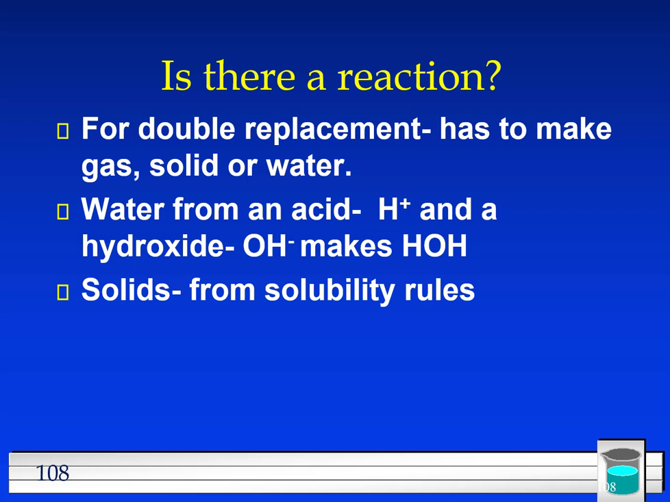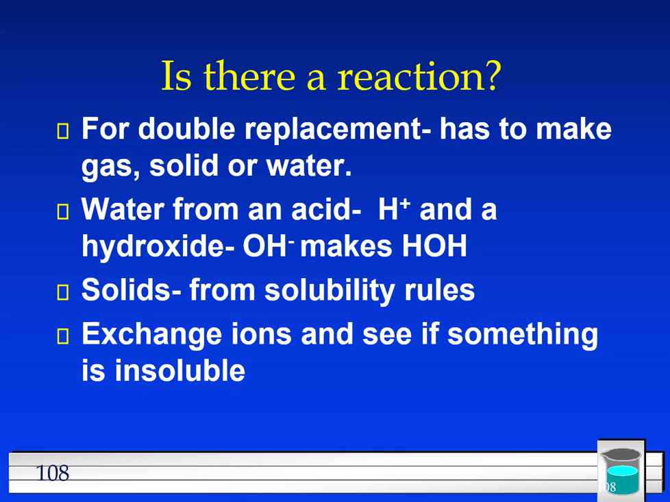You're not going to be able to predict if it's going to make a gas, but now we can predict if it's going to make a solid, because we just learned how. So all we have to do is everything we did yesterday, and then decide whether one of them is a solid. So you have to do the exchange, the ions, see if one of the pieces you make doesn't dissolve in water. Because when you do the exchange, you'll see if you made water. And you can then check to see whether you made something that wouldn't dissolve in water.